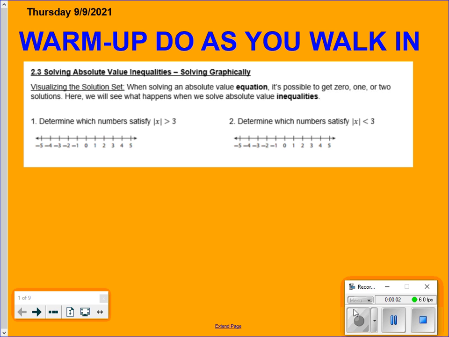How's it going, guys? Today in this video, we're going to be going over Module 2.3, Day 1. This whole module is going to be about solving absolute value inequalities. So instead of having an equal sign, we're going to have inequalities: greater than, or equal to, less than, or less than or equal to.